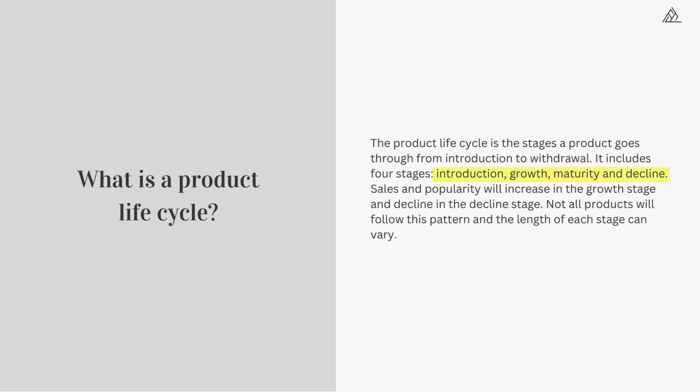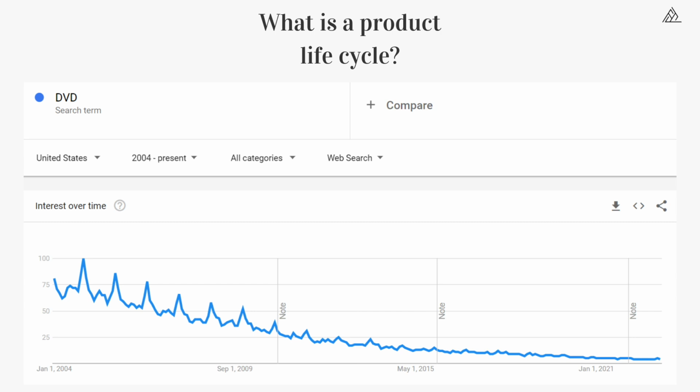And I'll give you guys an example of a product. I'm sure we all remember DVDs. In 2004, they were really popular. And if we look at the Google Trends, we can see that it's slowly trended down ever since. And I'm sure Netflix had something to do with this, but this is a product where we all watched the life cycle. It went from introduction to growth to maturity and now decline.